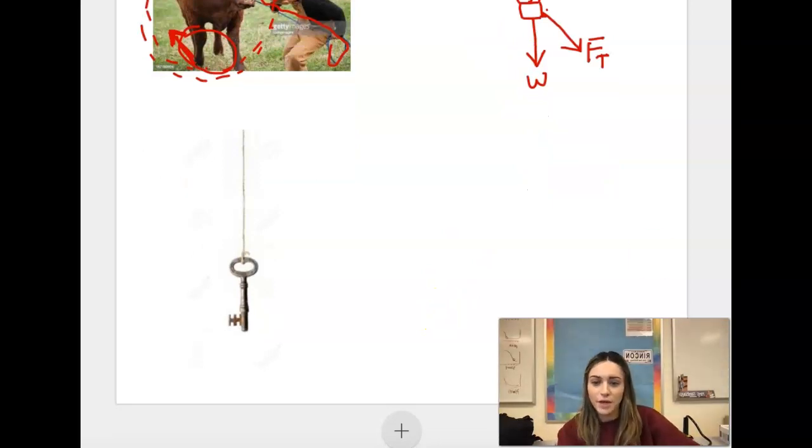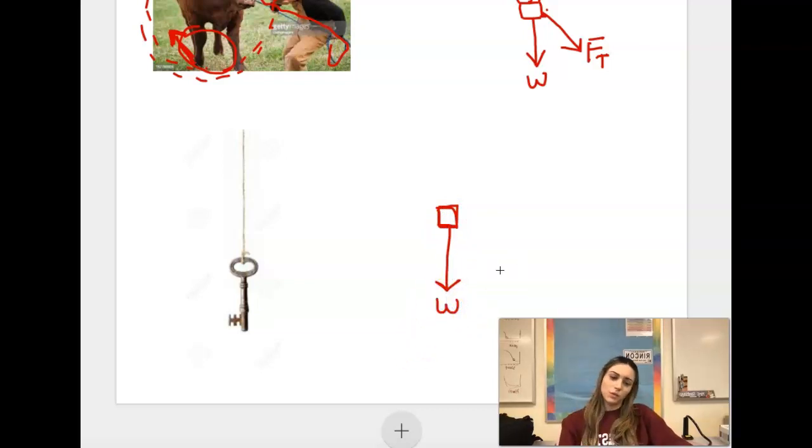Final example here, we have a key that is hanging from a string. So we represent our key. We can always start with that force that's always acting, which we know is gravity or weight. Okay, now in this case, you may want to say, well, there is a normal force acting opposite to that weight. But you would be wrong, because this key is not sitting on a surface.